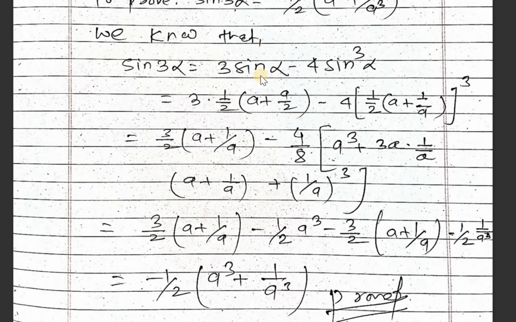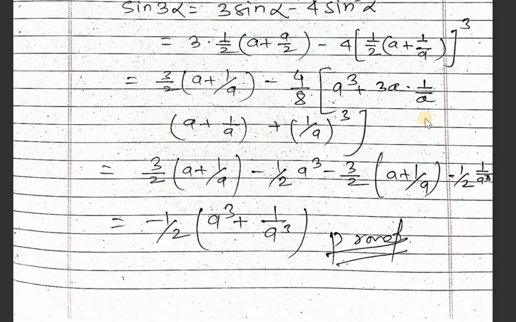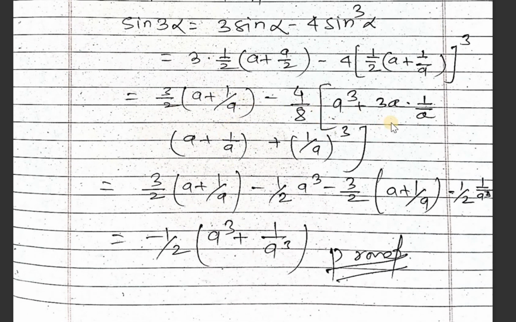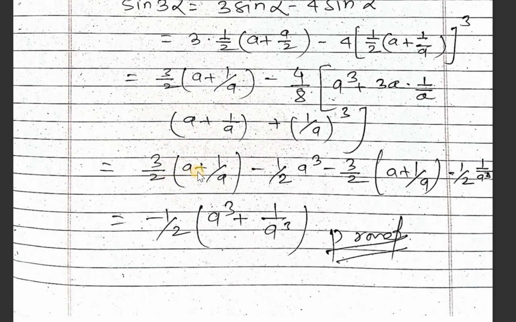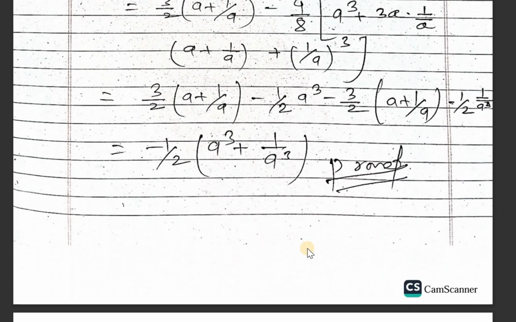So in place of sin alpha we can write 1 by 2 (a plus 1 by a), minus again, in this portion, 1 by 2 (a plus 1 by a) whole cubed. And simplifying this, I can get 3 by 2 (a plus 1 by a) minus 1 by 2 (a cubed) minus 3 by 2 (a plus 1 by a) minus 1 by 2 (1 by a cubed). Then this portion and this portion cancel. Taking this and this in common, we get 1 by 2 (a cubed plus 1 by a cubed). We have to prove this.